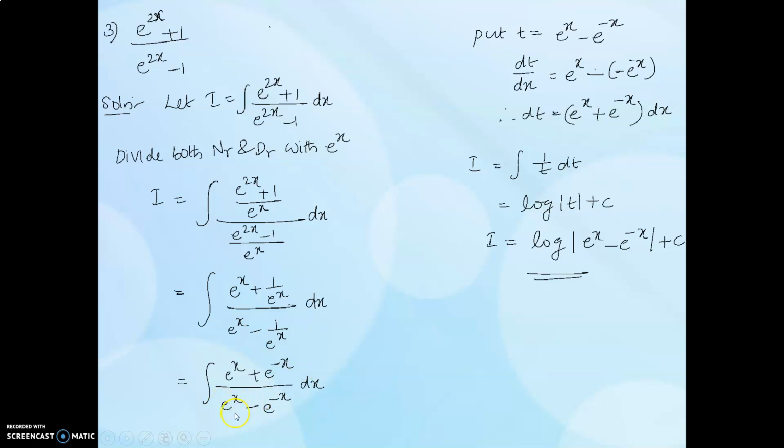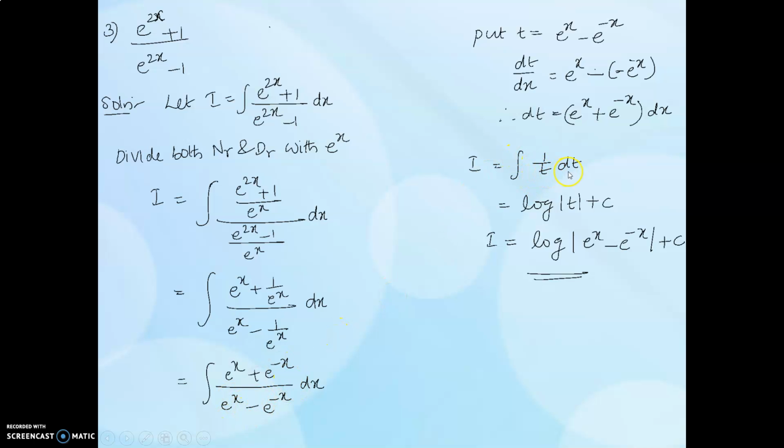So put t is equal to the denominator term, e raised to x minus e raised to minus x. Differentiating, dt upon dx is equal to e raised to x plus e raised to minus x. Therefore dt is equal to (e raised to x plus e raised to minus x) dx. Therefore this I will become I is equal to this whole numerator and this dx we are replacing with dt, and the denominator we are replacing with t.